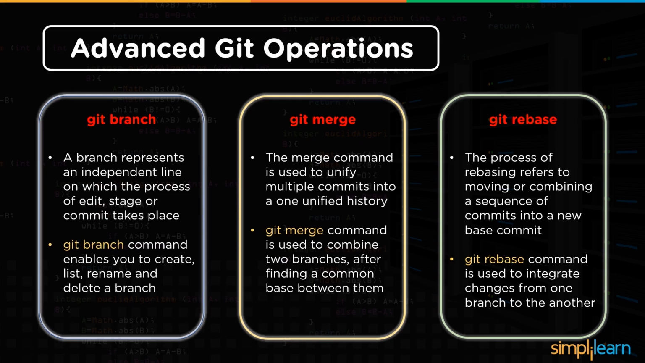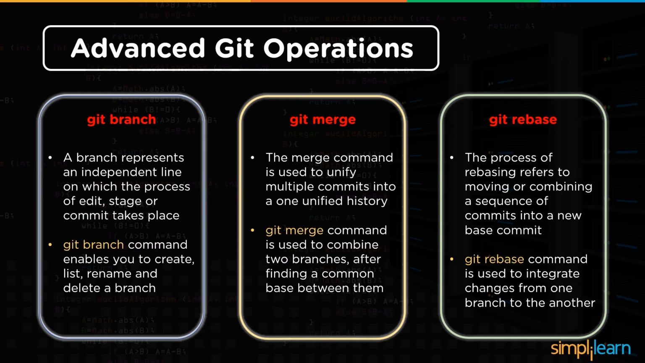Then we have merge. When we are talking about branching, merging is also an important task. The merge command is used to move one or multiple changes from one branch to another. It is a mechanism to perform a sync up of the commits from one branch to another. The git merge command is used to combine two branches, in which we find a single, common base, and on top of that we move the changes or combine the two branches.